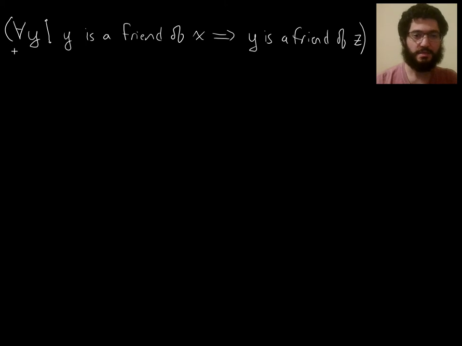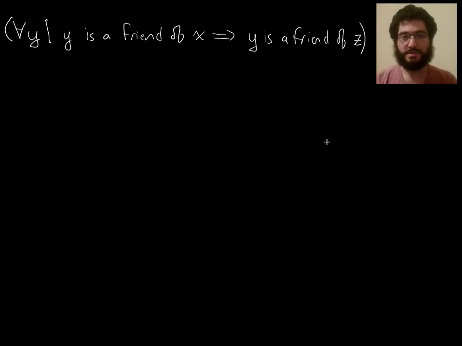So look at this proposition that I've written here. For all y, if y is a friend of x, then y is a friend of z. This looks like it involves x, y, and z. It looks like it's saying something about x, y, and z. At least you see the symbols x, y, and z showing up.